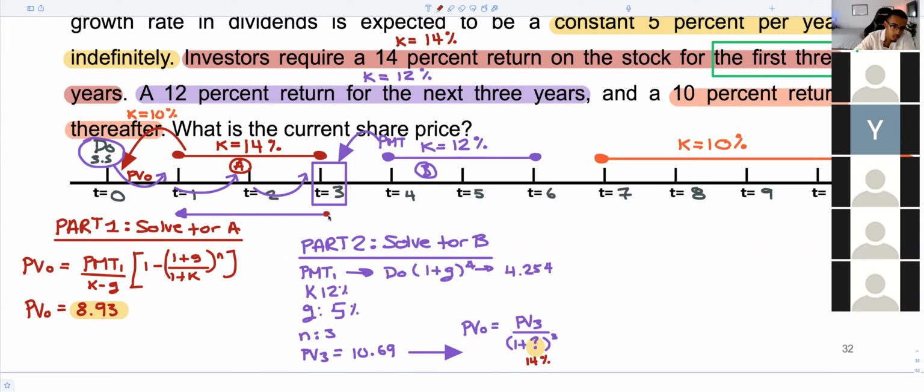Because look at this. We are at PV3. And we know that from T1 all the way to T3, the discount rate, as you can see, is equal to 14%. Okay? The interest rate that people would expect from year 1 all the way to year 3 is 14%. So when you are discounting your cash flows within that period of time, between T1 to T3, it only makes sense to use the K that exists during that time.